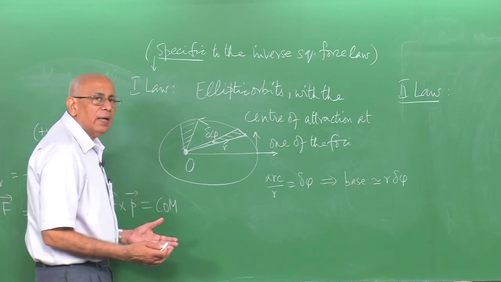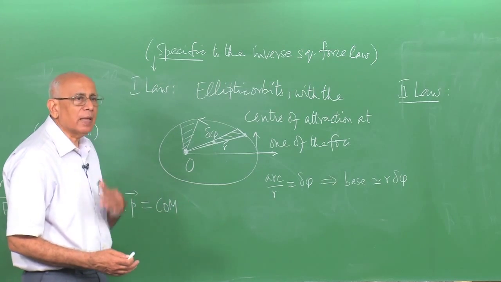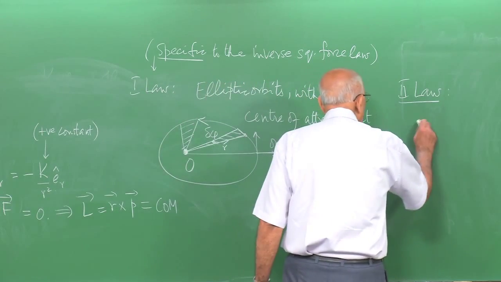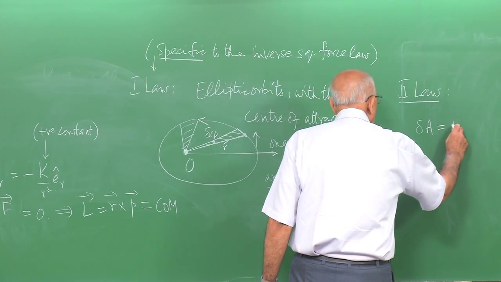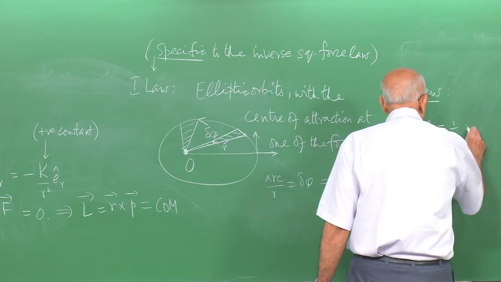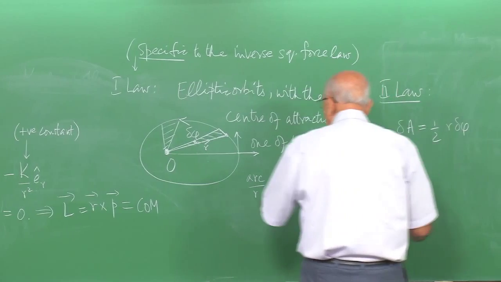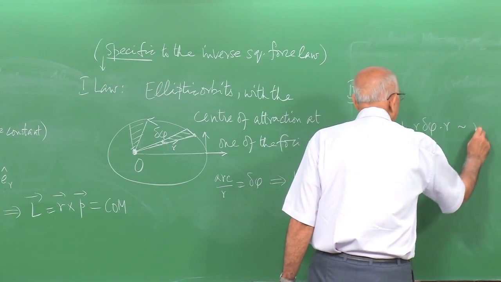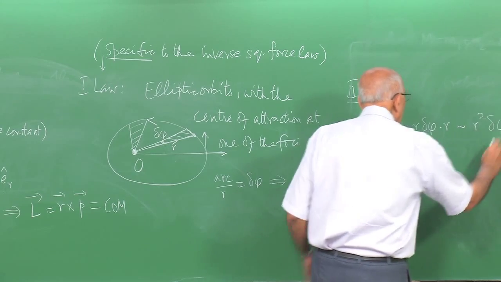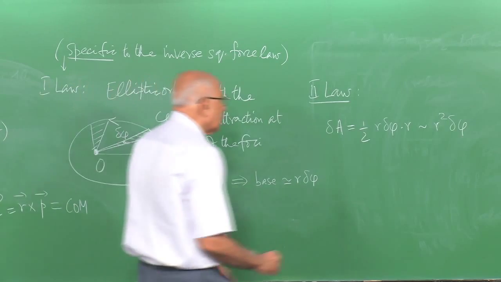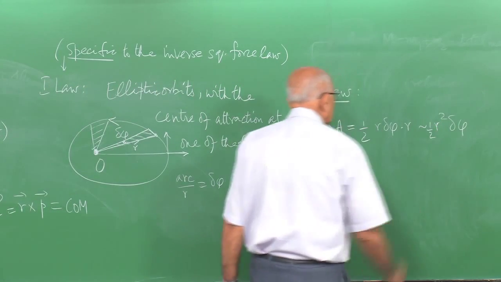What's the area of the triangle? It's half times the base times the height. So this little triangle has an area delta A, which is equal to 1/2 the base of the triangle, which is r delta phi, times the height of the triangle, which is essentially r, apart from a factor of 2. So I put that factor in, it's equal to this.